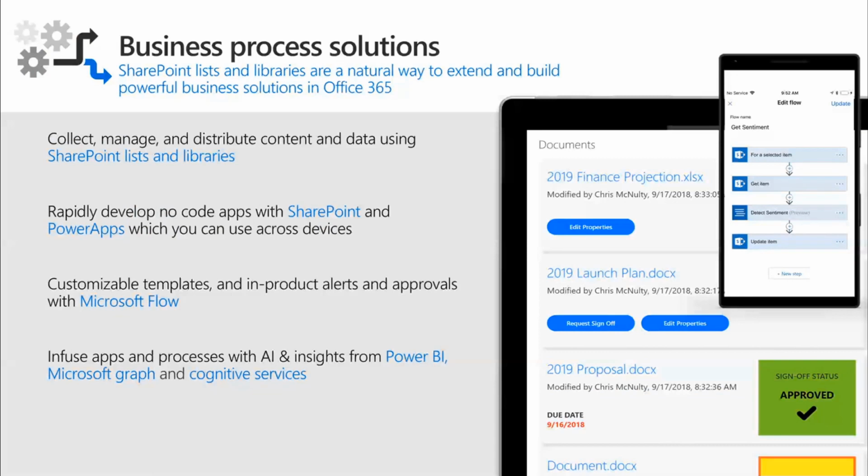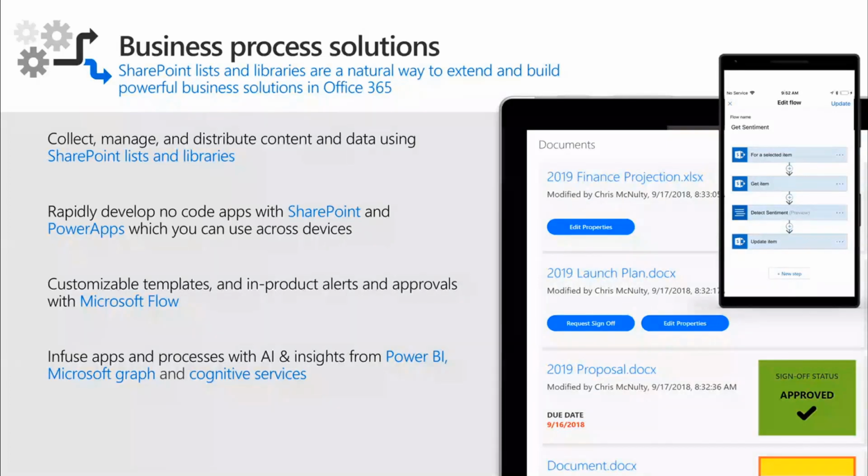So business process solutions for SharePoint really start with SharePoint lists and libraries. With the abundance of features available with these lists and libraries, you can really build a solution or an app to collect, manage, and distribute content. We see a strong need like that, especially within the Microsoft 365 ecosystem. And that's where the business process starts, right?